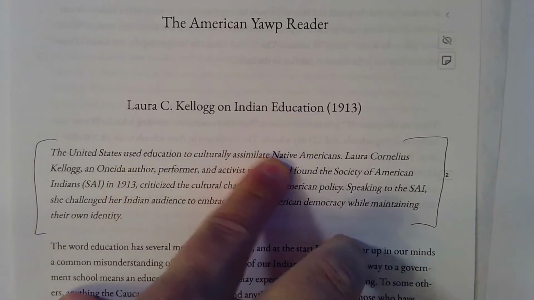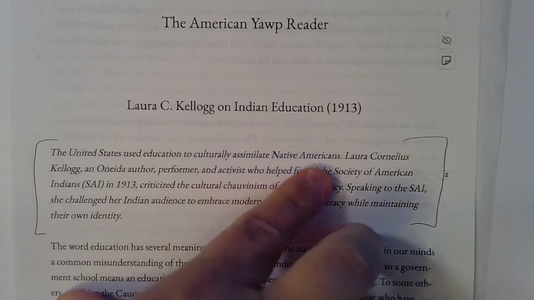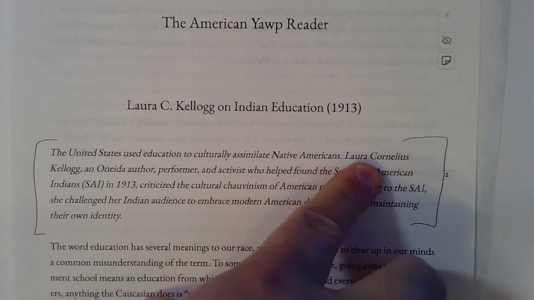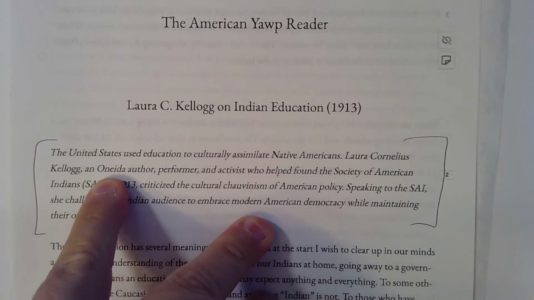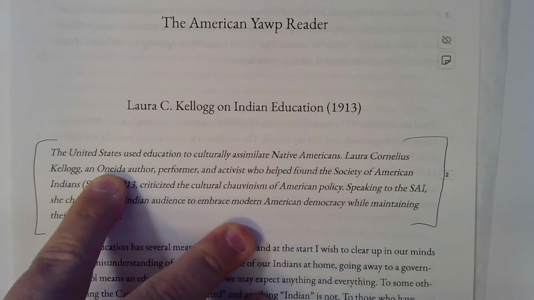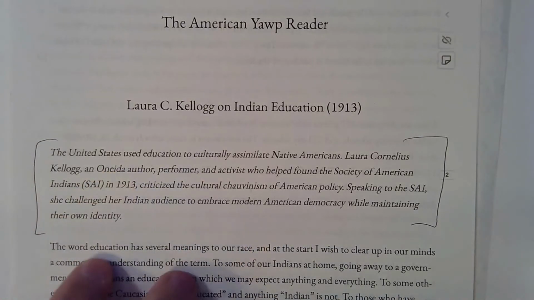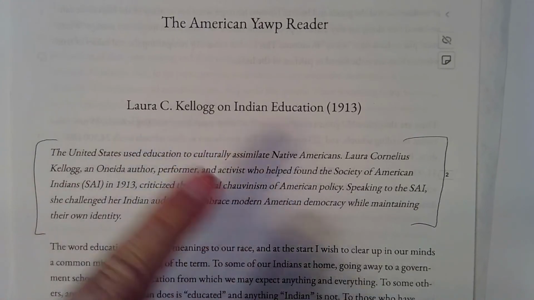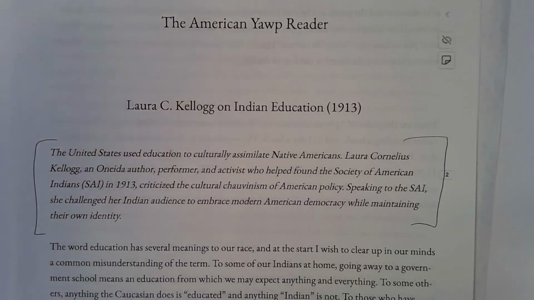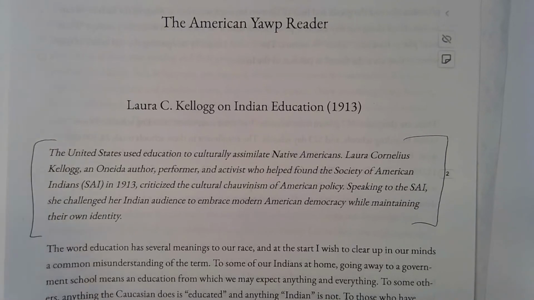And we know, based on our introduction, that Laura Cornelius Kellogg is a Native American. She's identified as a member of the Oneida. And she's trying to take the reins of her own and her people's own destinies. So I was searching for words.